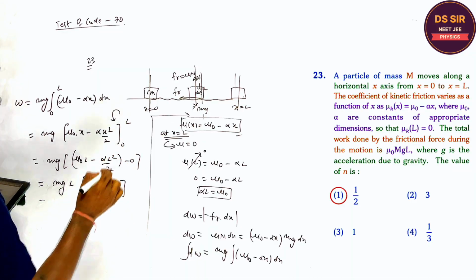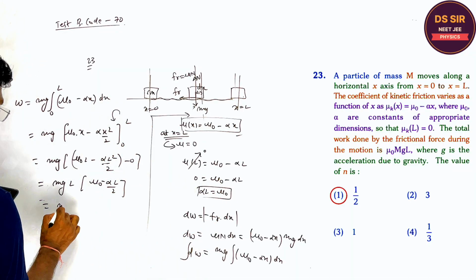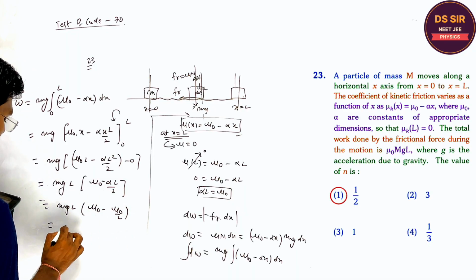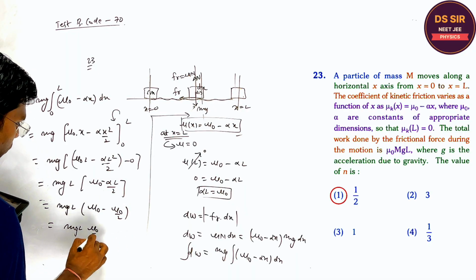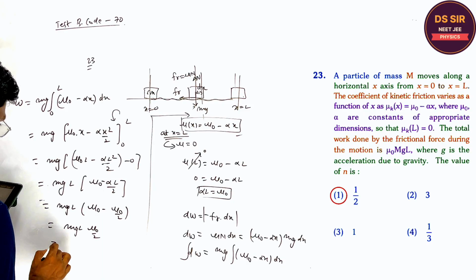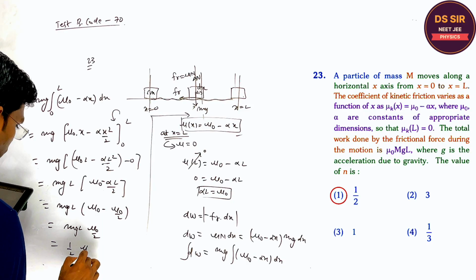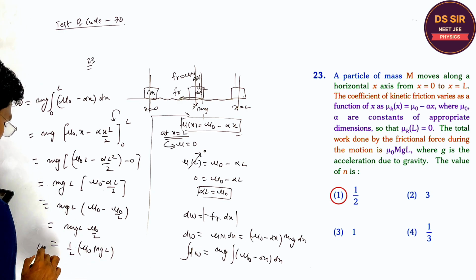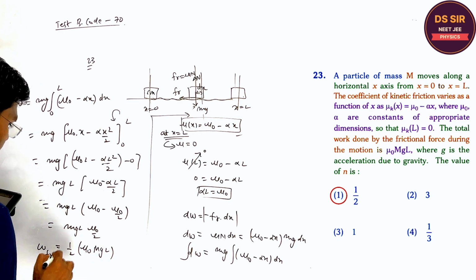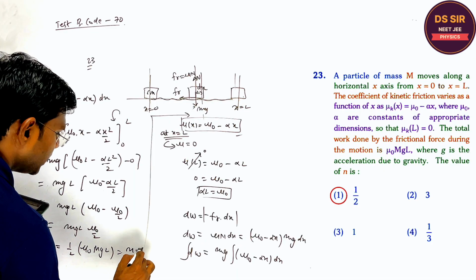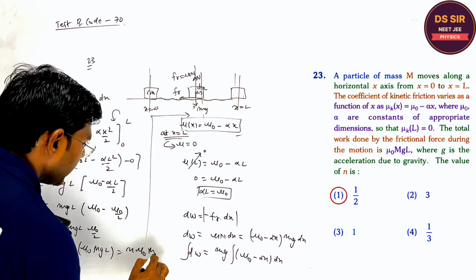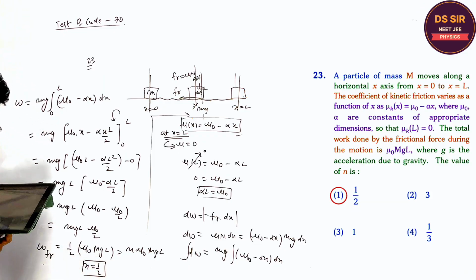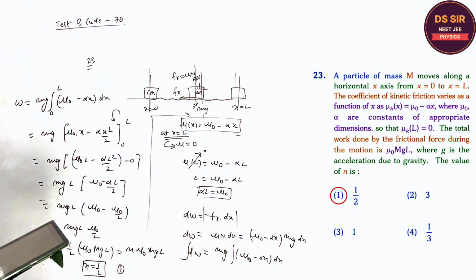And αL is what? Say μ naught. So mgL (μ naught minus μ naught by 2), so mgL times μ naught by 2. So it is 1 by 2 μ naught mgL. This is the total work done by the friction, and this is the magnitude. Here in the question it is given as n μ naught mgL. So what is the value of n? If you compare, the value of n is 1 by 2, and the first option is the correct option.